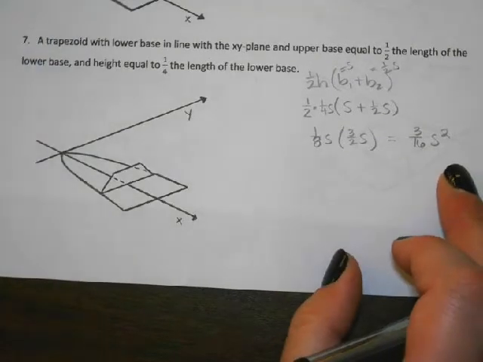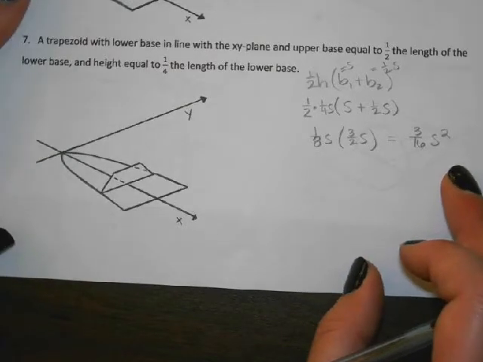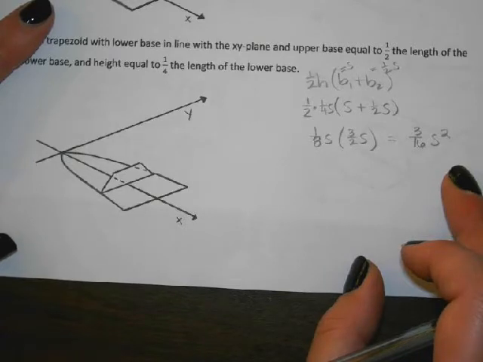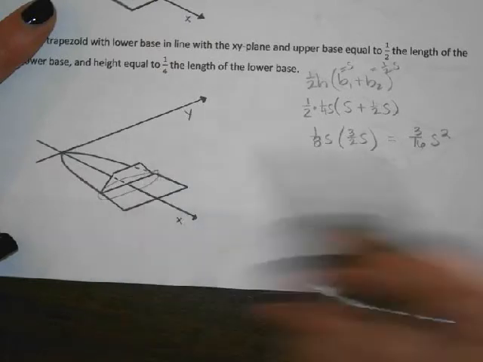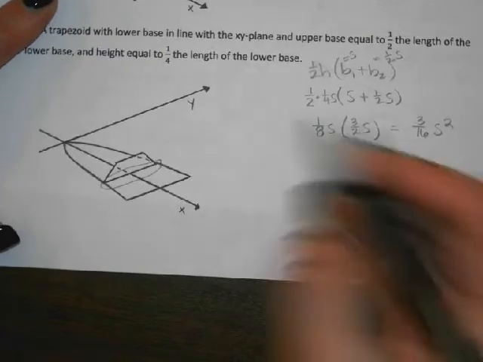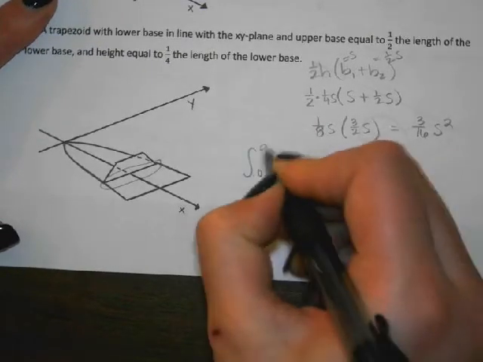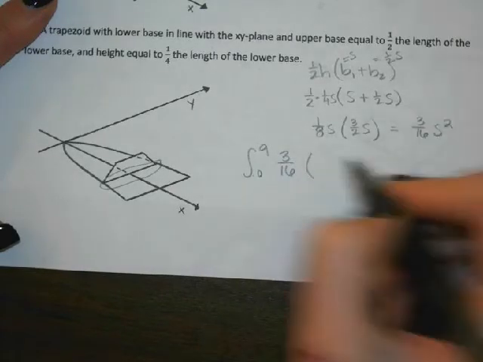Do you see how we thought through that to figure out what it would be with our S's? How did we know what to choose for S? Which side represented S? Yeah, we just looked at where our top minus bottom happened to be, and then we made the rest of the formula work within that. So we have the integral from 0 to 9 of 3/16 S squared.